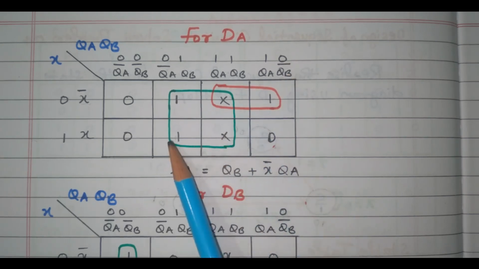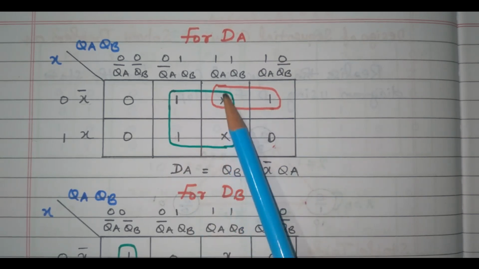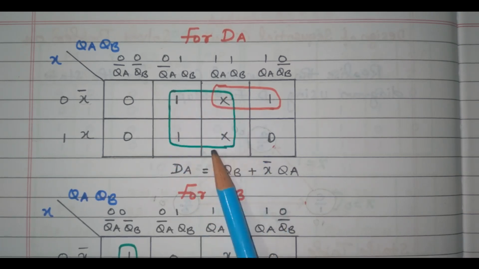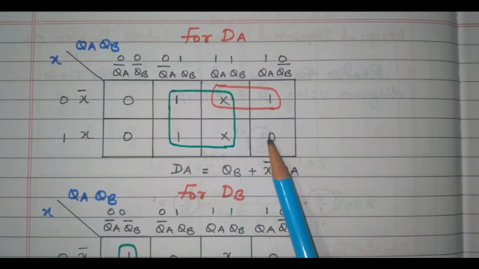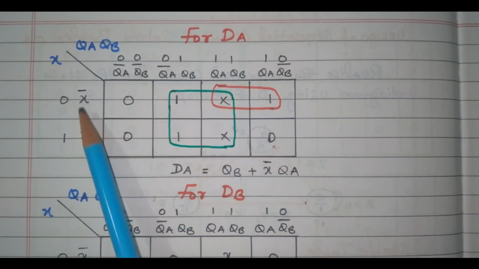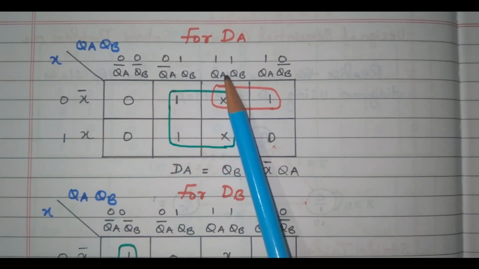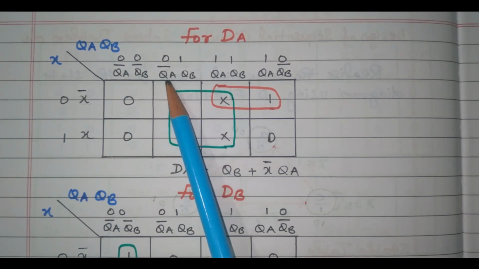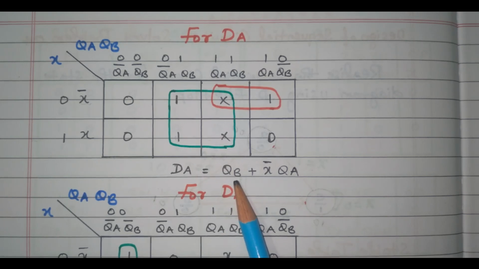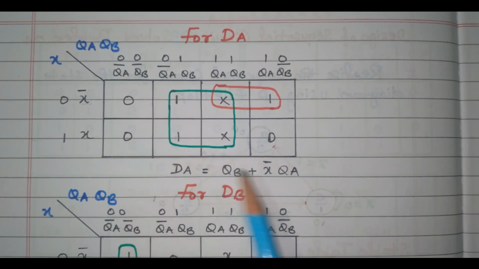So based on the table, there are 3 ones and 2 cross marks, 2 don't care conditions available. So these 4 cells are combined together. Similarly, these 2 cells are combined together. While combining these 4 cells, in the corresponding row we have X bar and X, so that got cancelled. In the corresponding second column and third column, we have QA bar and QA, which got cancelled. Only we have QB, right? QB only is available.